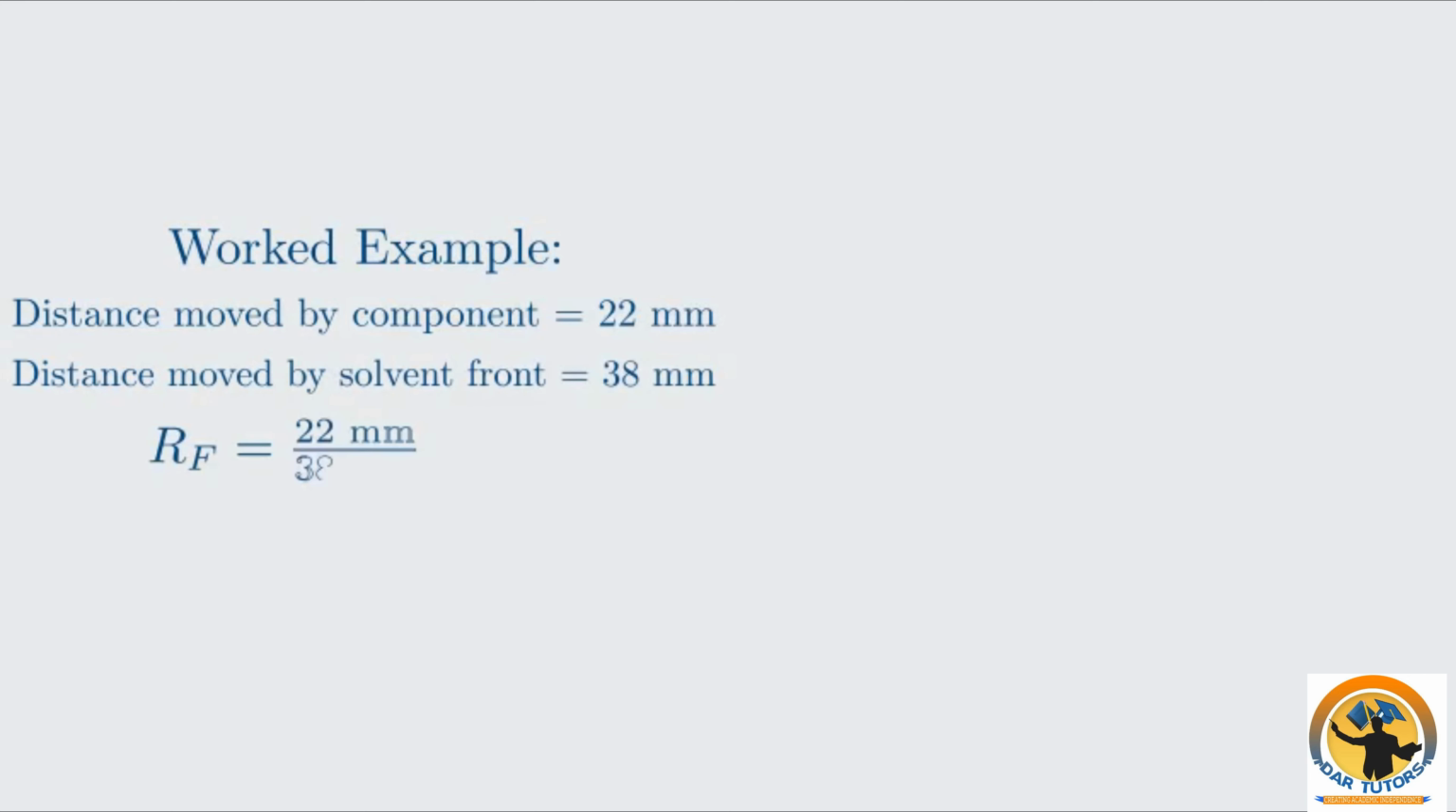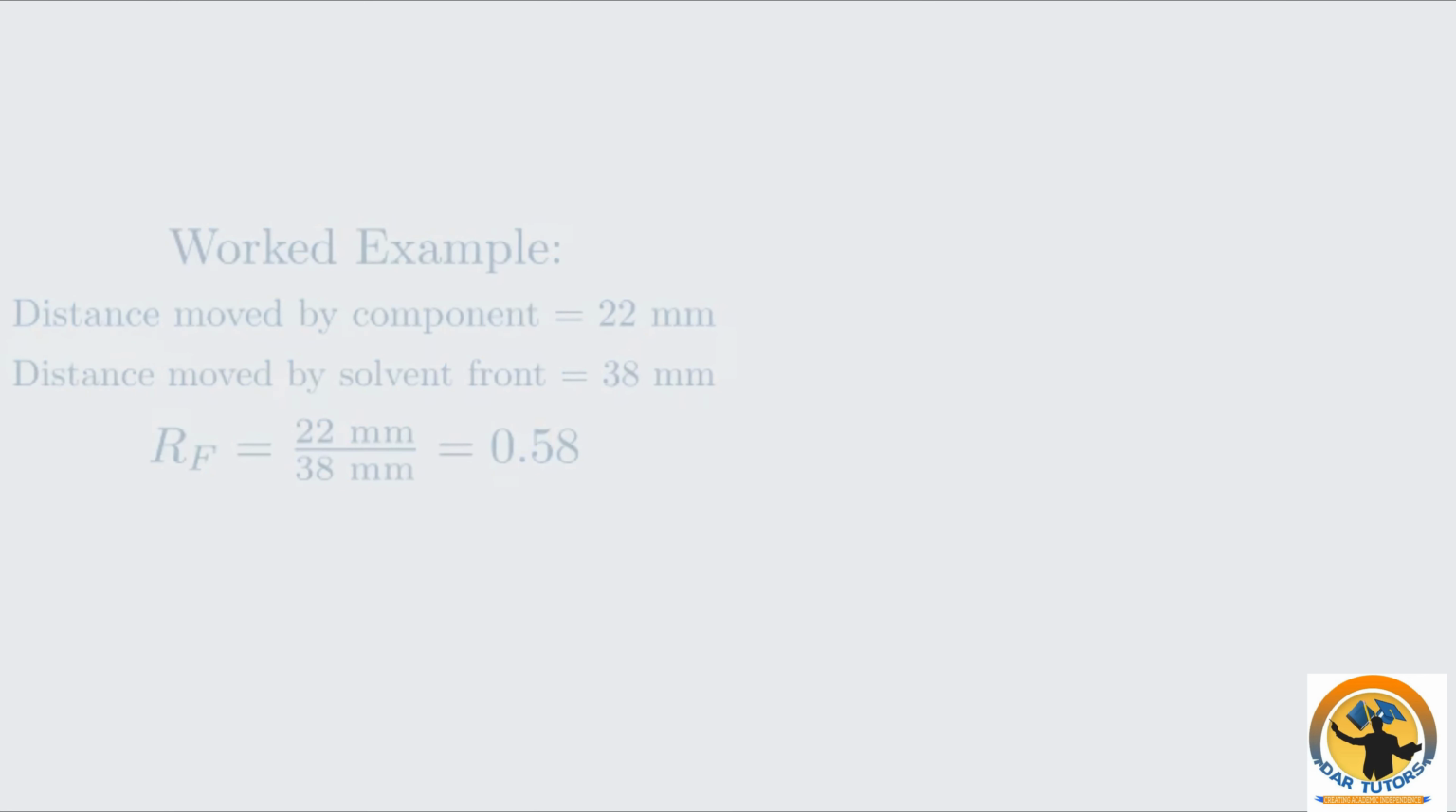Imagine in a TLC experiment, the solvent travels 38 millimeters from the starting line to the solvent front. A particular component in the mixture travels 22 millimeters. To find its RF value, we divide the spot distance by the solvent distance. So 22 divided by 38 gives us 0.58. The RF value is always less than or equal to 1, as the component can never travel further than the solvent.